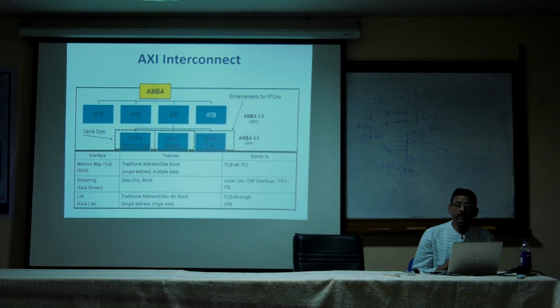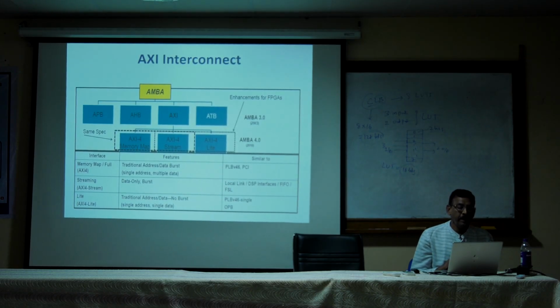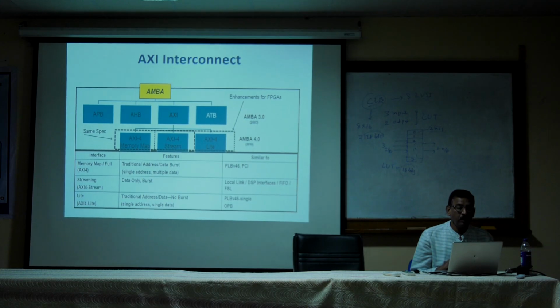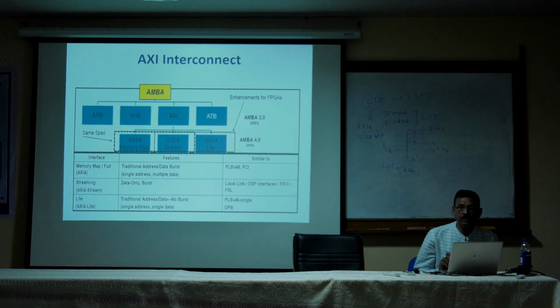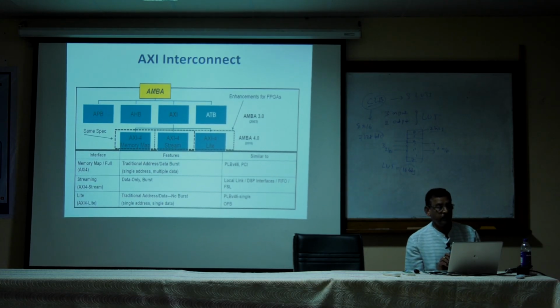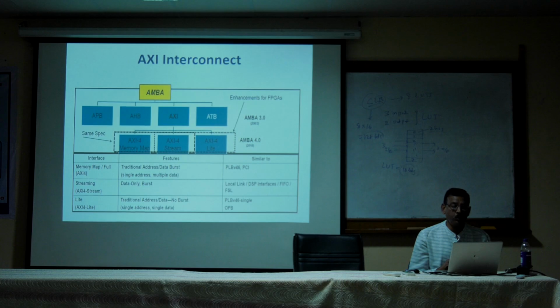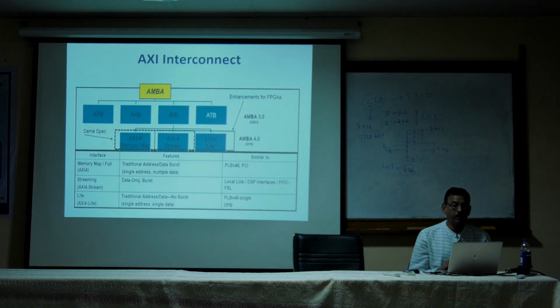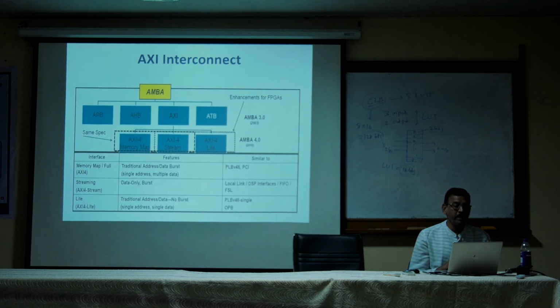So, this AXI is again divided into subcategories: AXI4 memory map, AXI4 stream, and AXI4 Lite. These are the three subcategories of AXI, that is AMBA 4.0. And AMBA 3.0 has these categories: APB, AHB, AXI.